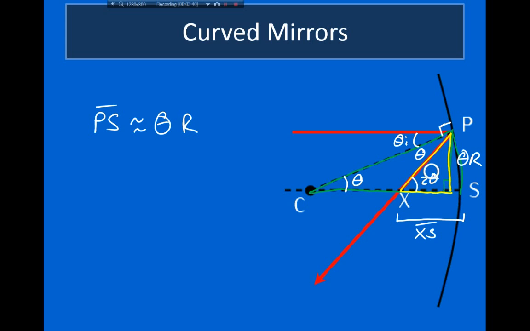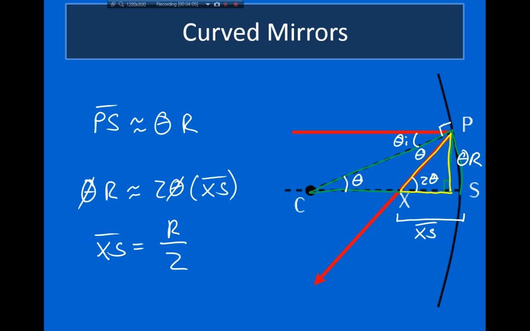Now if we look at this triangle right here, we can do the same type of thing. So I can say that this theta times r has to be approximately equal to 2 theta times this distance, xs. So now I can solve for this length, xs, and I can see that this is going to be equal to r divided by 2. And this distance right here is the distance between the mirror and the point where the reflected ray crosses the principal axis. So this distance, xs, is equal to my focal length for this mirror.